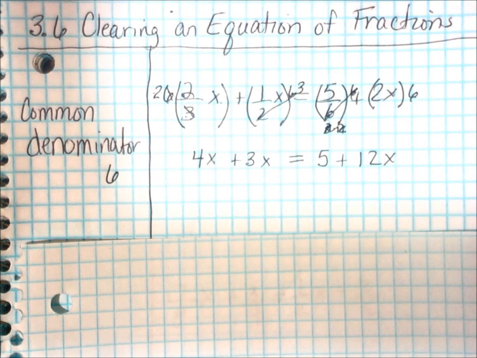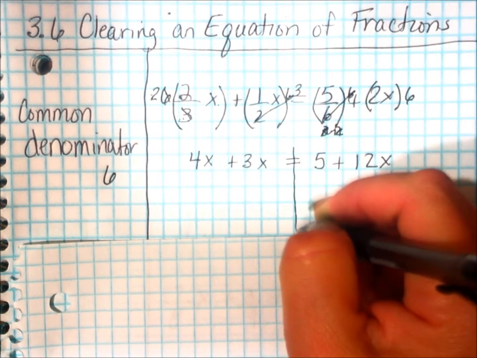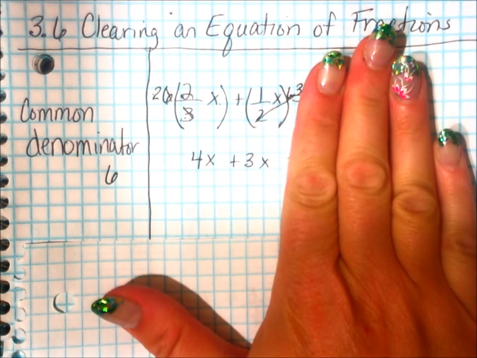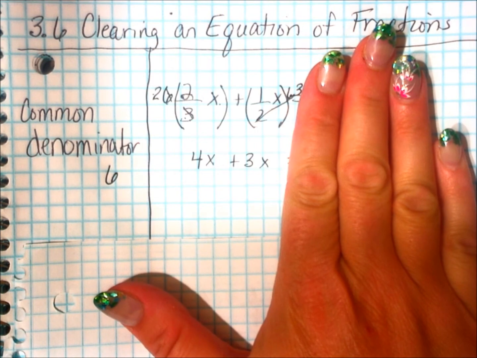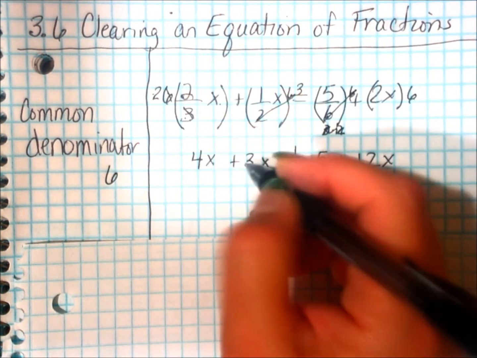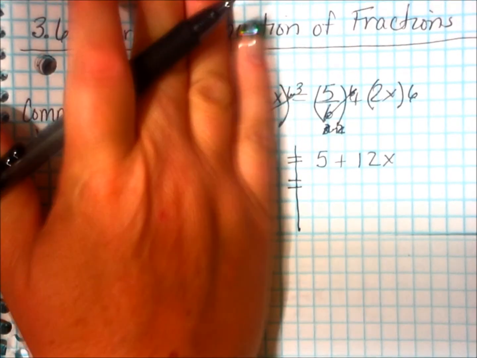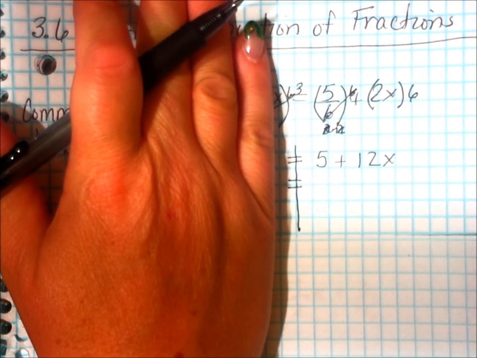Now we go through our steps that we just finished in 3.5. I'm going to go ahead and make my mirror. I have no parentheses. Don't need to do cleanup if I don't have parentheses. And then we're going to collect our like terms. So on the left side, we have 3x and 4x. They are like terms. 3 plus 4 would be 7x. On the right side, I have 5 and 12x.